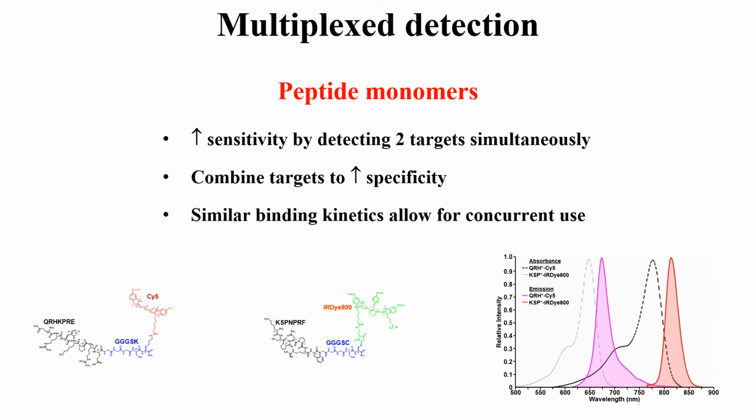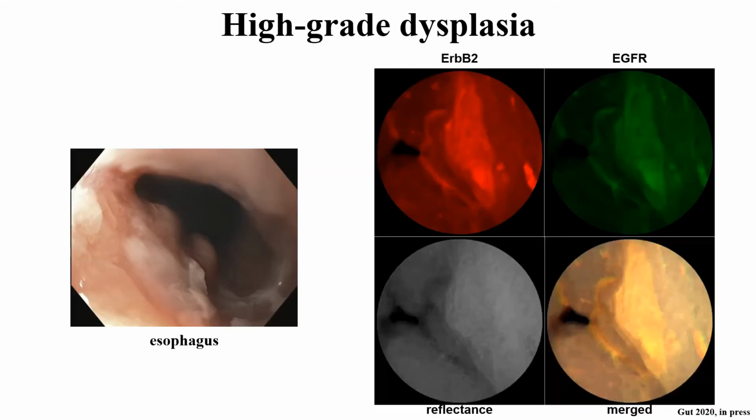Now, because of the increased heterogeneity, we have developed a multiplex detection strategy where we're using not one, but two peptides, one for EGFR and one for ERBB2. They are labeled with two different organic dyes, Cy5 and IRDye 800, which have minimal spectral overlap in the fluorescence emission band, and this allows us to distinguish the two targets from one another.